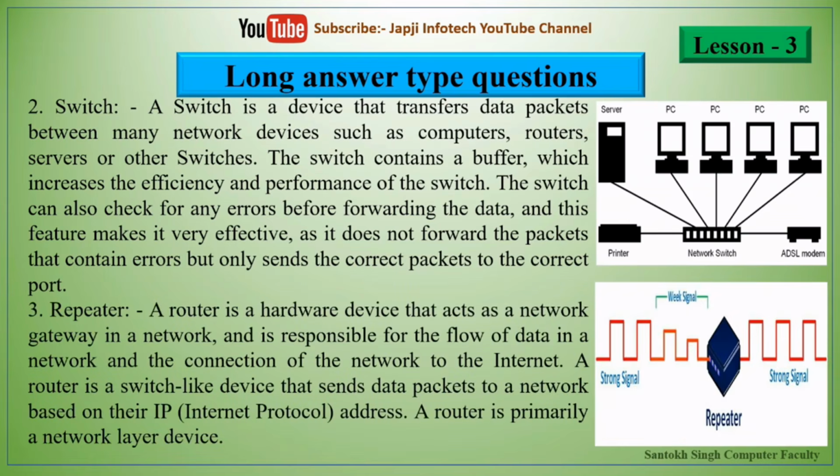And the third one is repeater. A repeater is a hardware device that acts as a network gateway in a network and is responsible for the flow of data in a network and the connection of the network to the internet. So a router is a switch-like device that sends data packets to a network based on their internet protocol address. A router is primarily a network layer device.